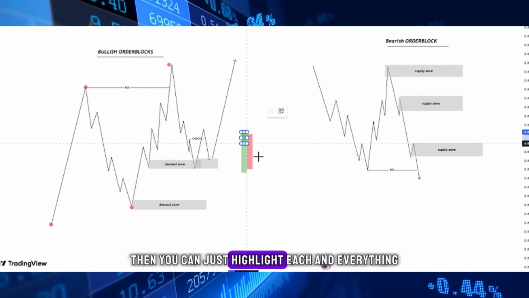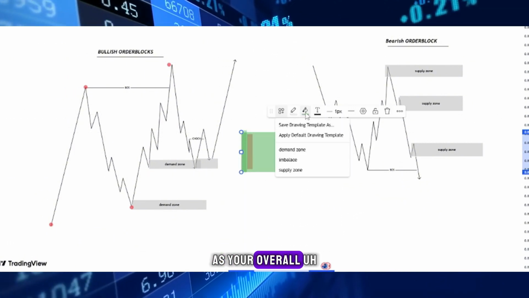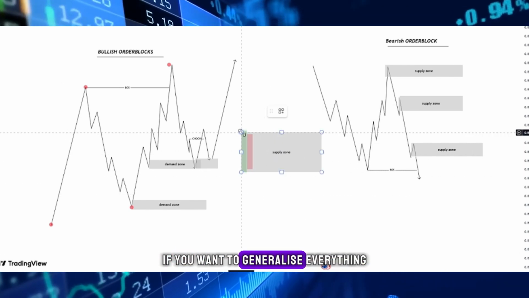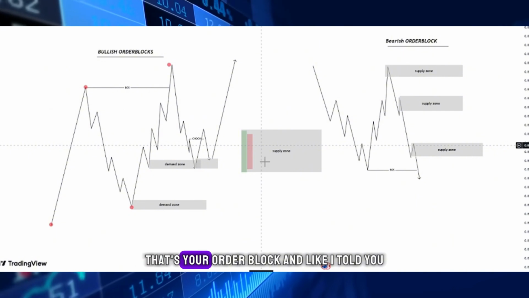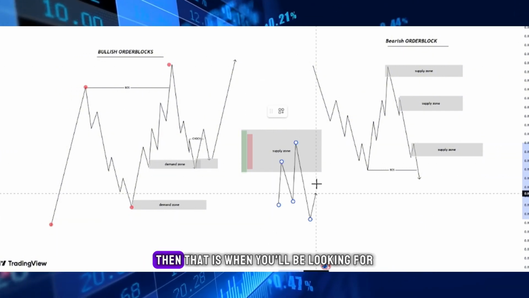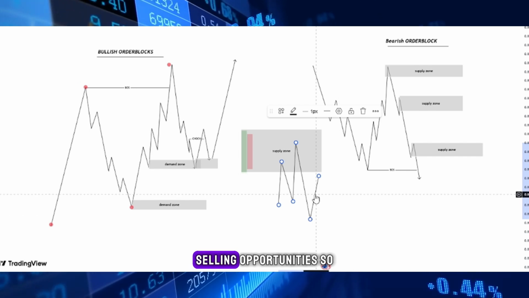Then you can just highlight each and everything as your overall supply area or your order block if you want to generalize everything. So as you can see, that's your order block, and like I told you, you just have to wait for the market to tap into it. Then that is when you'll be looking for selling opportunities.